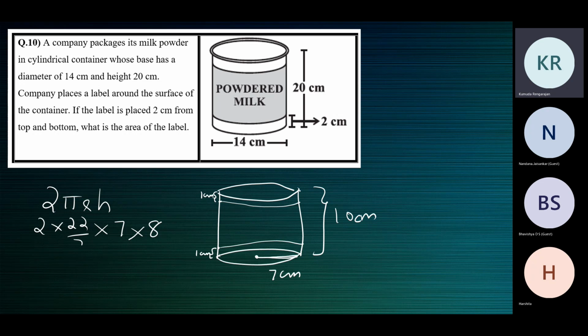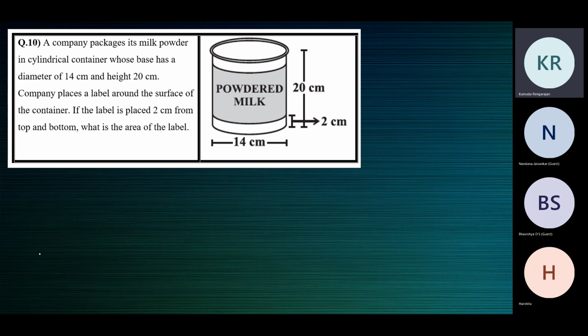Because you're not covering the total height. You're not covering this entire height of 10 centimeters. You're leaving 1 centimeter on the top and 1 centimeter below. So the height of the cylinder which you should take will be 10 minus 1 minus 1, so 10 minus 2, 8 centimeters. So this will be the area of paper you need.